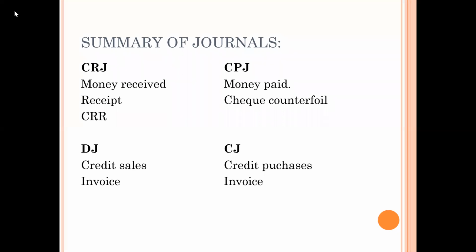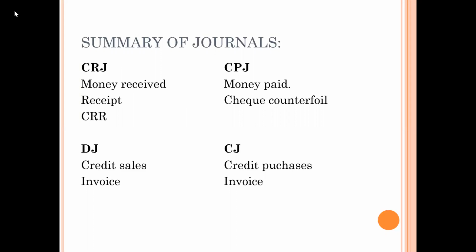Then what we have done the past 2 days was the Debtors Journal, the DJ. What type of transactions will you enter in that journal? That is credit sales. What do I mean by that? You sell goods on credit, and we've said that the source document there is an invoice.